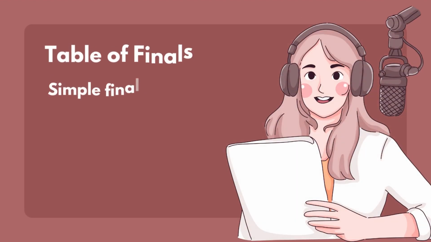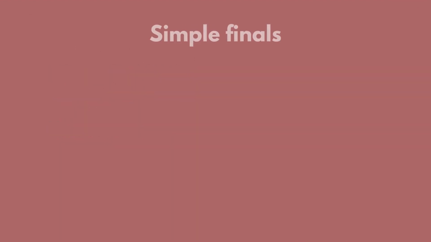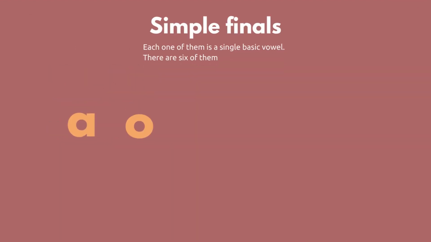There are 36 finals, and we can put them into three groups: simple finals, compound finals, and nasal finals. The first group is simple finals. Each of them is a single basic vowel. There are 6 of them.